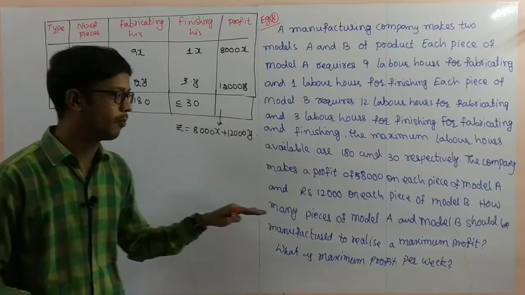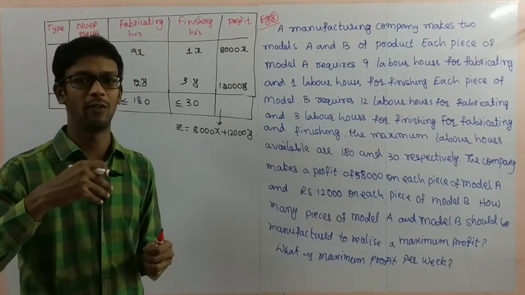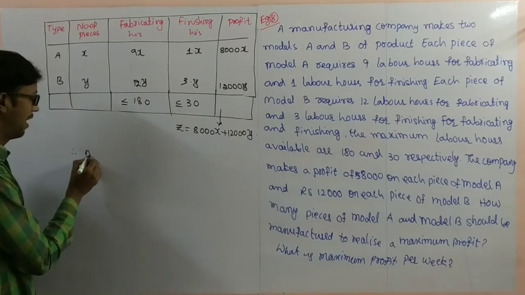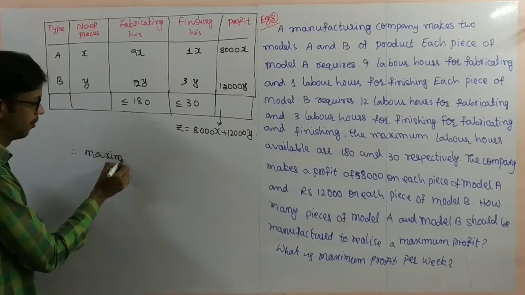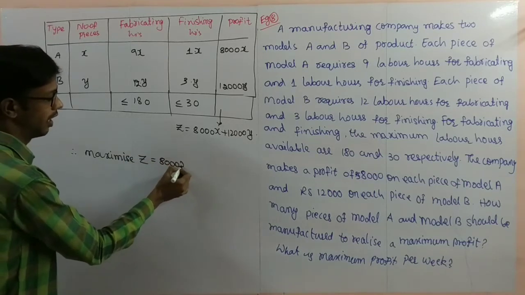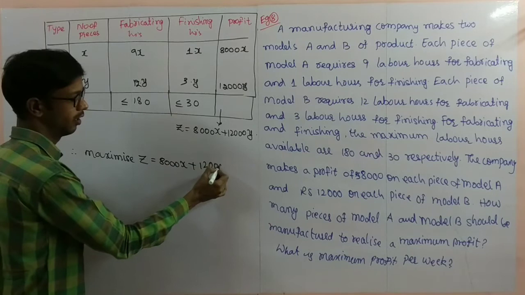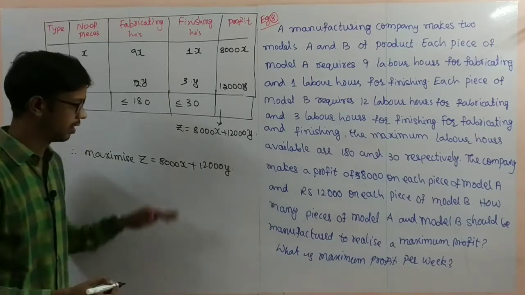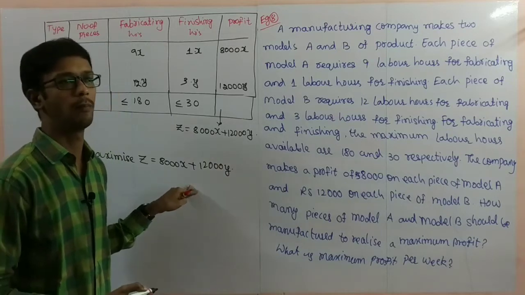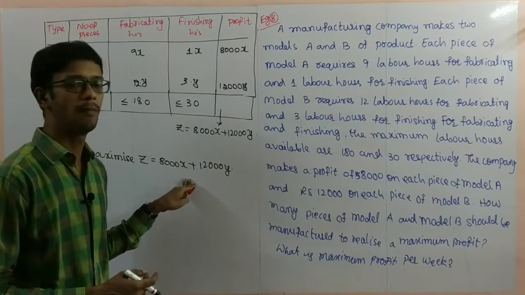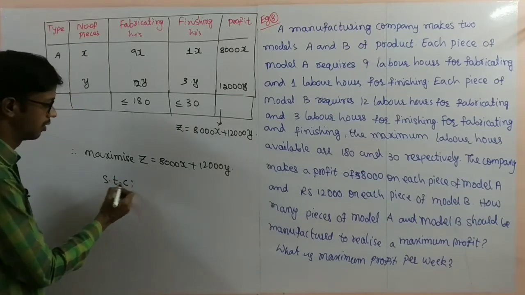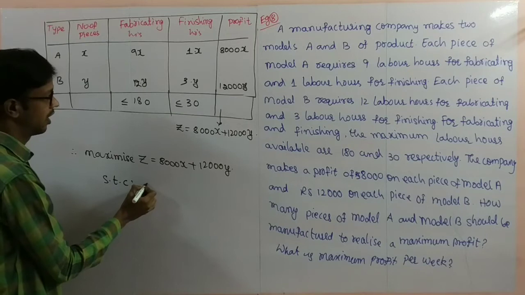Now what is asked? Maximum profit. Every person will think profit should be maximum. So I write: maximize Z equals 8000x plus 12,000y. This function is called the objective function. You have to maximize the profit function, subject to constraints.